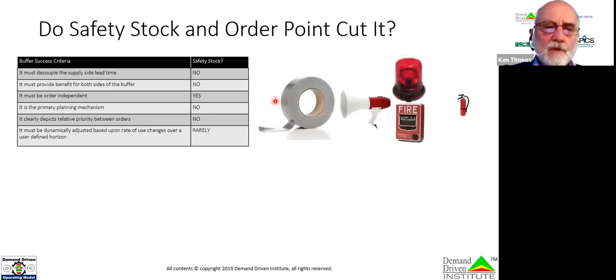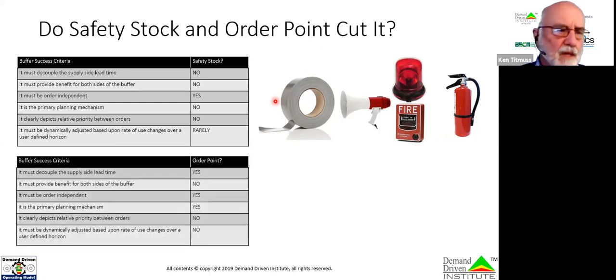So safety stock is more like putting a plaster onto the system. It's more like a fire extinguisher. What we want is a firewall. We want nasty stuff to stop going backwards and forwards through the buffer. Whereas safety stock doesn't do that.